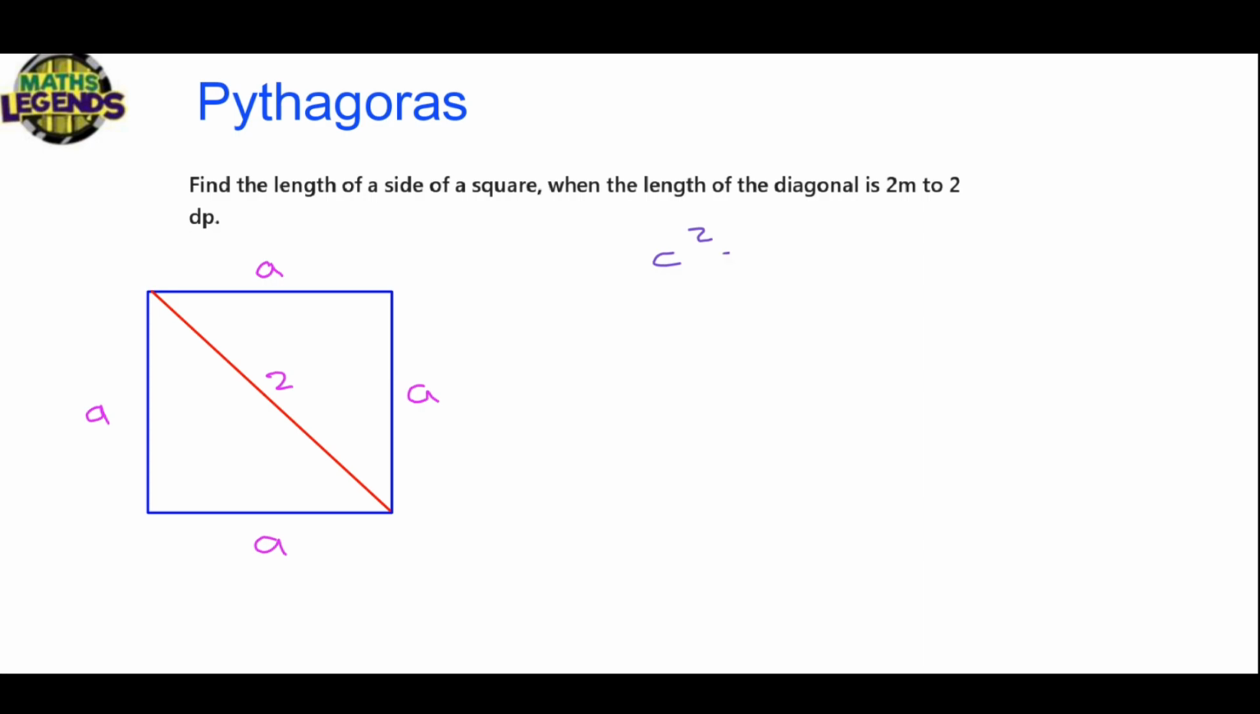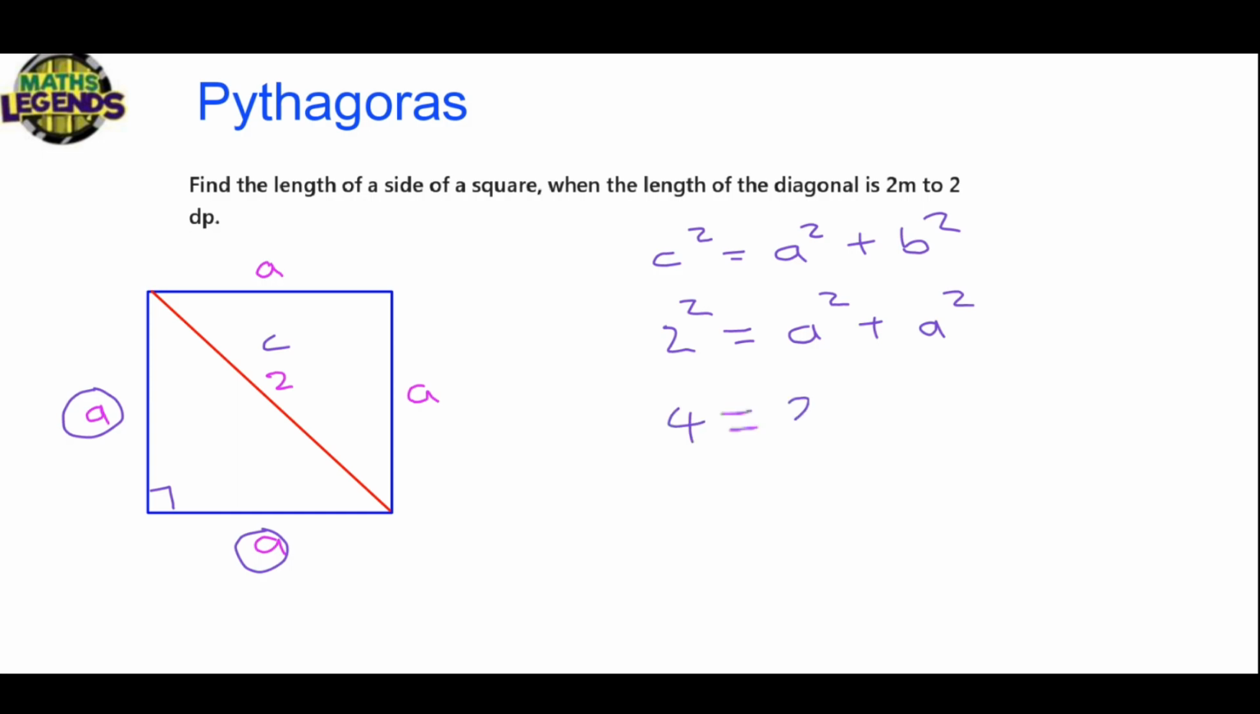So it's c squared equals a squared plus b squared. Now here, in this case, we know that our a and b, for this right-angled triangle here, are the same. So we can replace this with a squared plus a squared is equal to c squared. Now c is 2, so we can replace that with 2 squared. So we have 4 equals 2a squared. So we simplify, we divide both sides by 2, so we're left with 2 equals a squared. So we square root both sides, and we have a equals square root of 2.